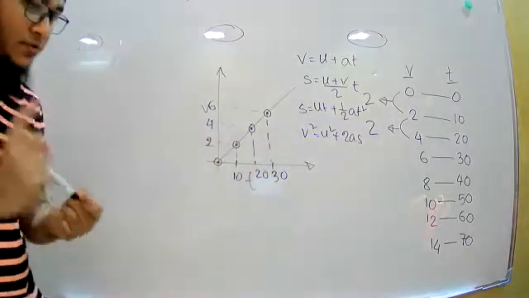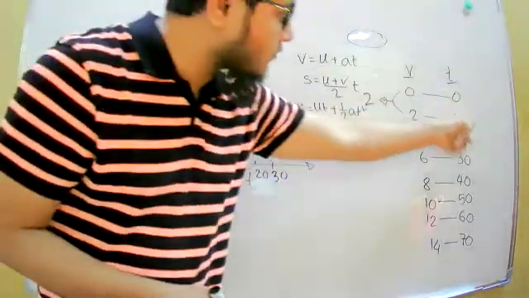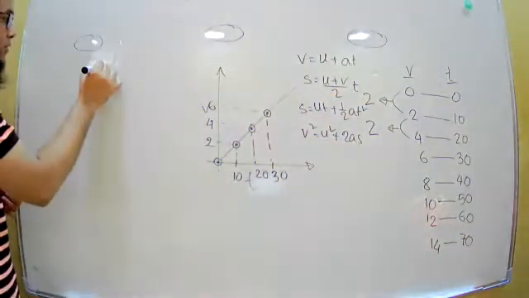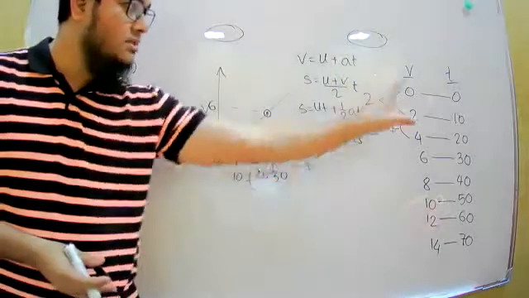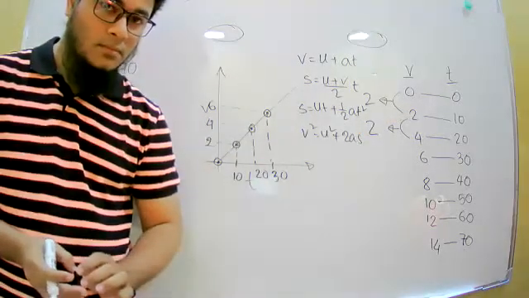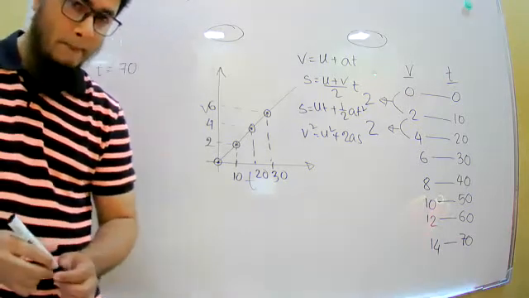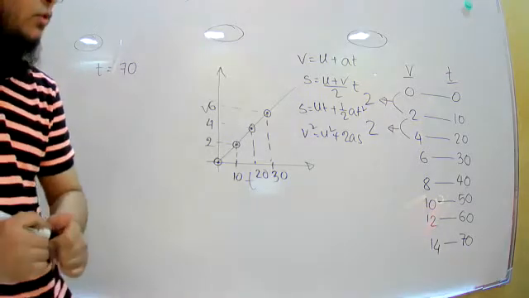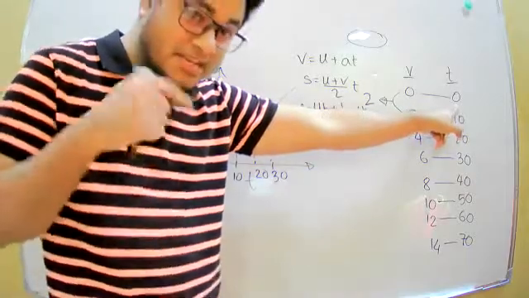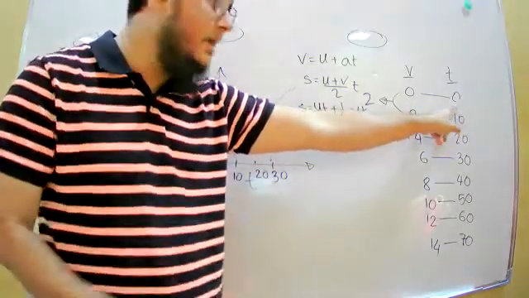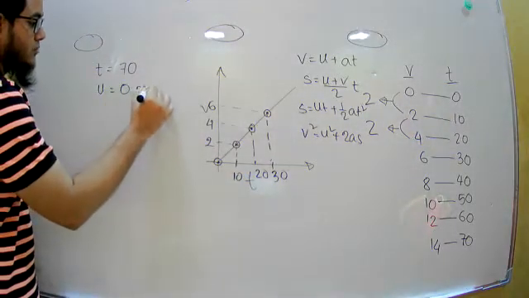Now, at first, let us list what information is known. We know the total amount of time, that is 70 seconds. Do we know the initial velocity from this table? Definitely we know. Is it 0? When time is 0, that is the initial time, the time is starting. That velocity is known as the initial velocity. So we can write u equals 0 meters per second.